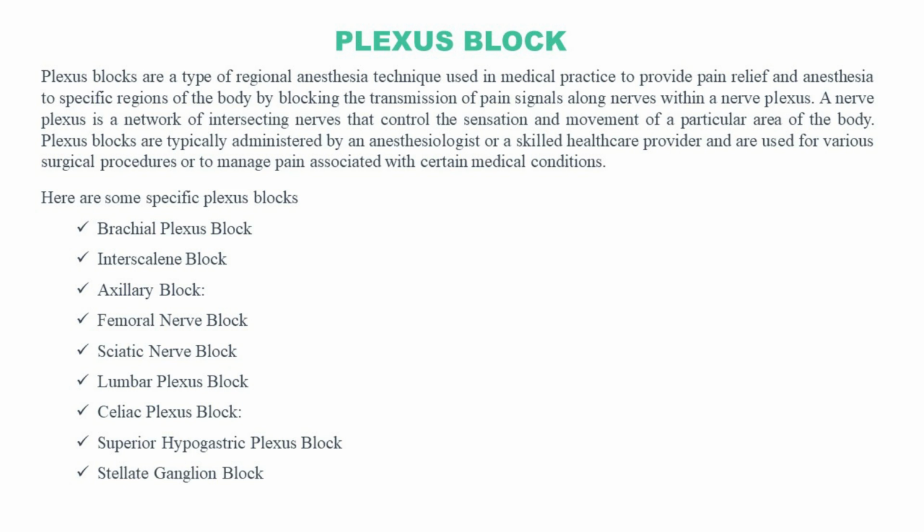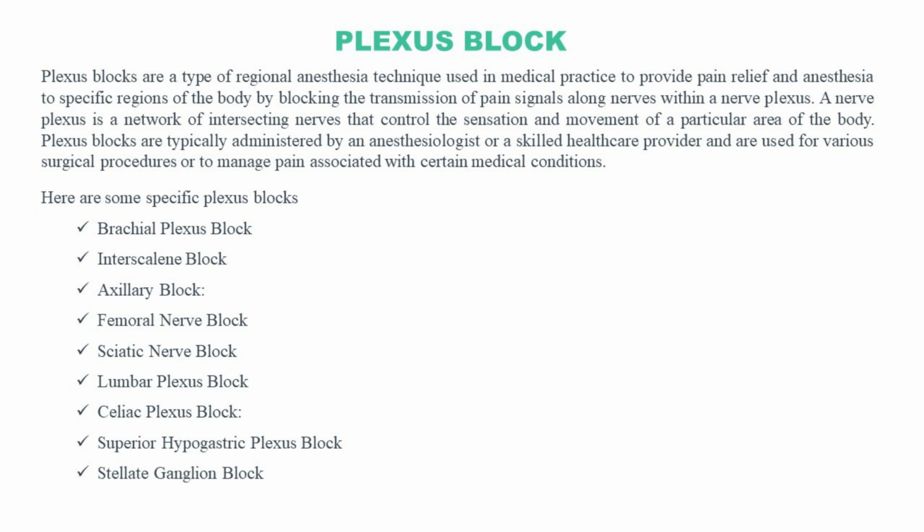Here are some specific plexus blocks. 1. Brachial plexus block. The brachial plexus block is used to provide anesthesia or pain relief to the upper limb, including the shoulder, arm, and hand. It is commonly employed for surgeries on the upper extremity, such as hand or arm surgeries, as well as for pain management in conditions like complex regional pain syndrome, CRPS, or certain fractures of the upper limb.